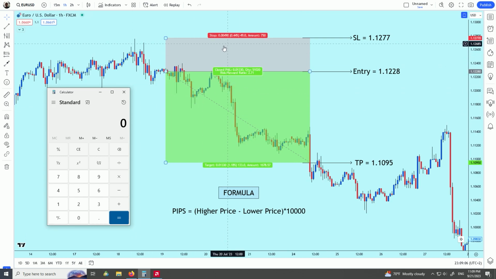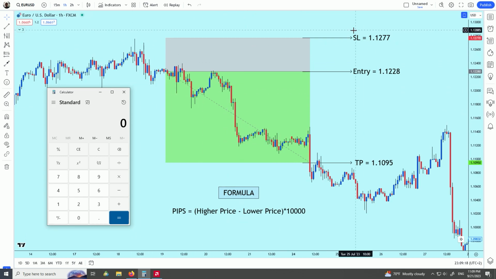So how many pips are in our stop loss here? This is the stop loss level and this is the entry level. As you can see, we need the higher price minus the lower price. So we calculate 1.1277 minus 1.1228. This is the number that we get. And now we need to multiply this number by 10,000. So we multiply it by 10,000 and we get 49 pips. So our stop loss is 49 pips.